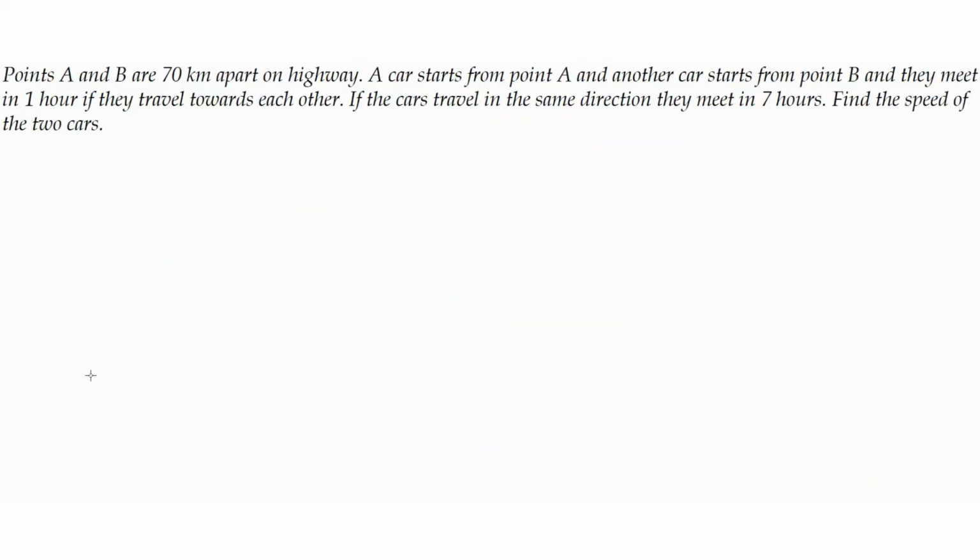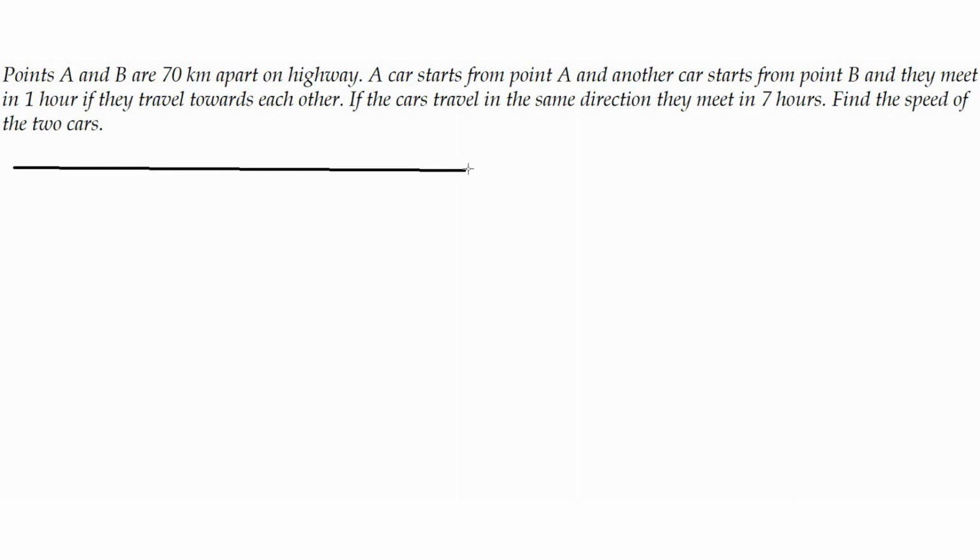Points A and B are 70 kilometers apart on a highway. A car starts from point A and another car starts from point B, and they meet in 1 hour if they travel towards each other. If the cars travel in the same direction, they meet in 7 hours. Find the speed of the two cars. So I think this is a good time to draw the diagram.